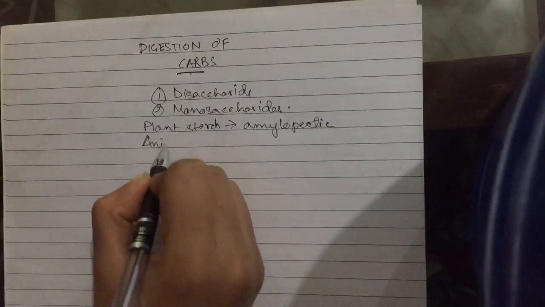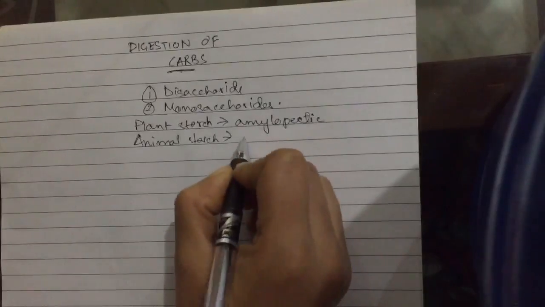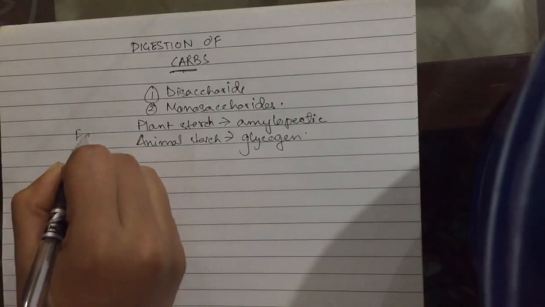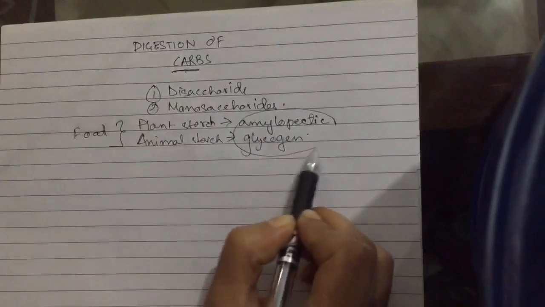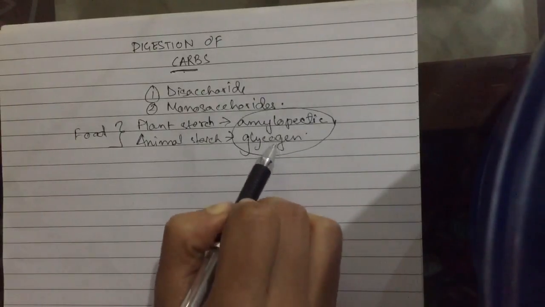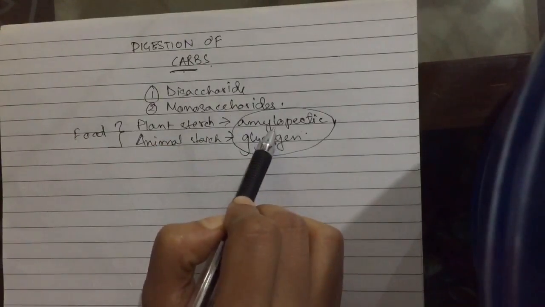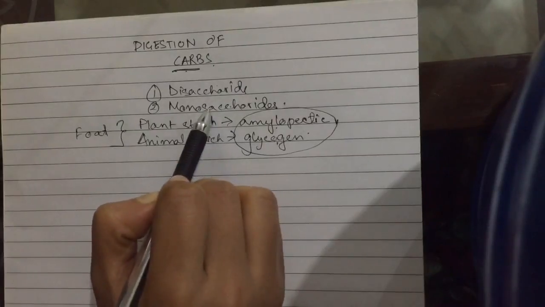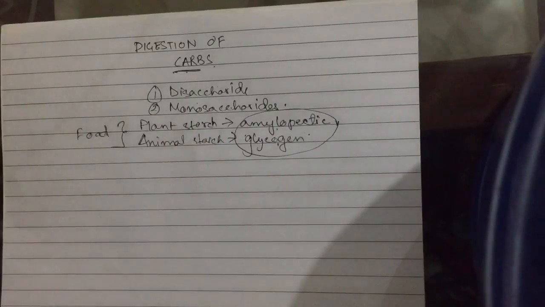And animal starch is glycogen. Now this is food. We ingest this. That means we have food in the form of amylopectin and glycogen. These are complex forms of carbohydrates. In order to break this down to the simple forms, disaccharides and monosaccharides, we have to undergo certain processes.